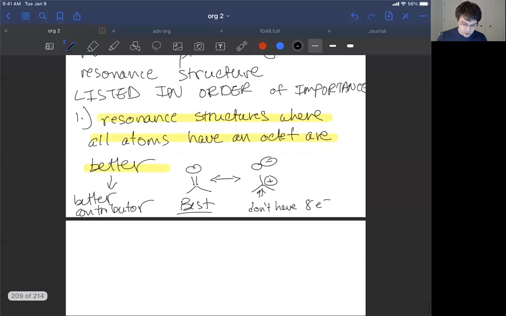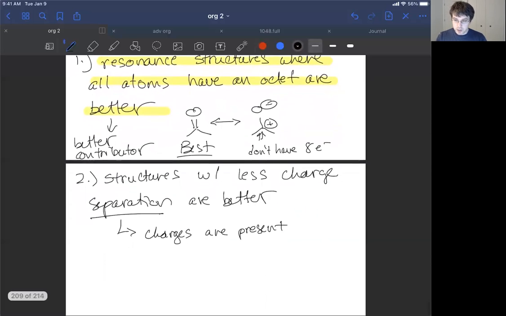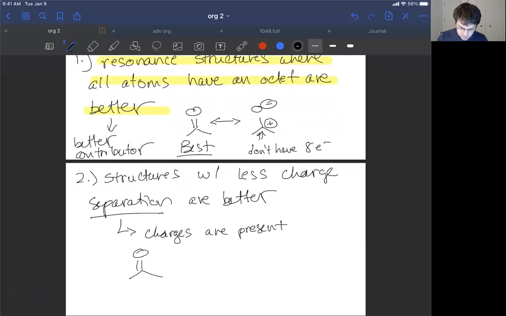Next, so number 2, not as important as number 1, is structures with less charge separation are better. Charge separation is just another term for charges are present at all. Okay, if we again look at, these are really important resonance structures, so I don't mind redrawing them. But if we look at acetone versus the other structure, we would say that this structure has charge separation. It's not as good as the other structure, which is the best.